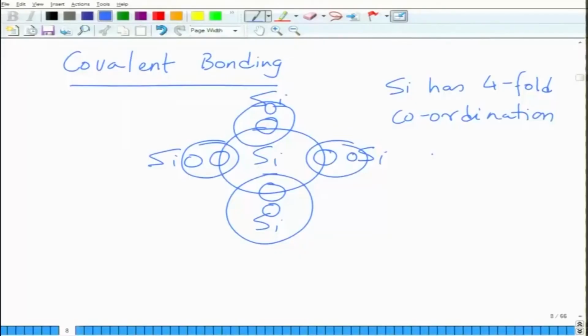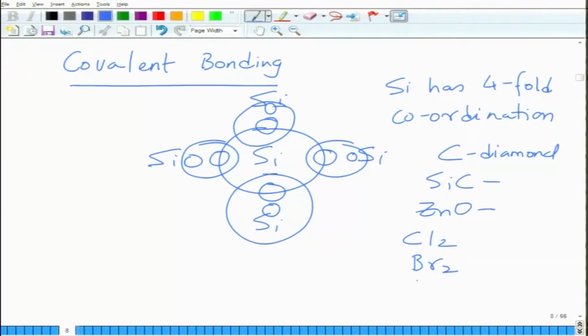And so, not only silicon, but there are a lot of other elements which have this kind of characteristics. So, silicon is one, carbon, basically diamond has this kind of structure, silicon carbide, zinc oxide, which is an oxide which is partially ionic, but it also has a very strong covalent character. So, all these materials, they are covalently bonded. Gases such as Cl2, Br2, F2, all of them tend to be covalently bonded.